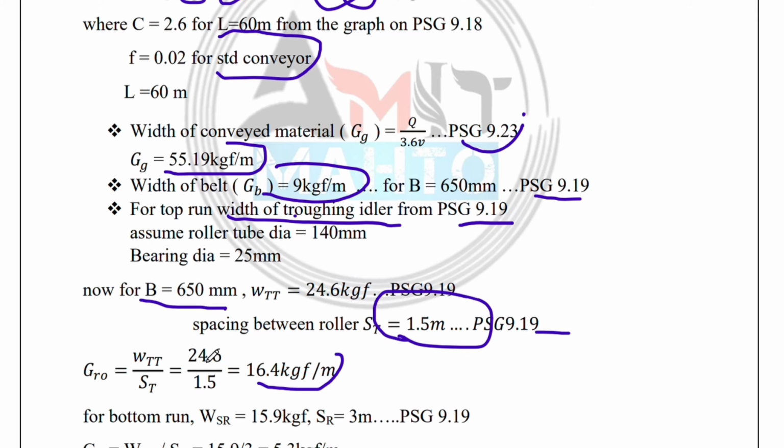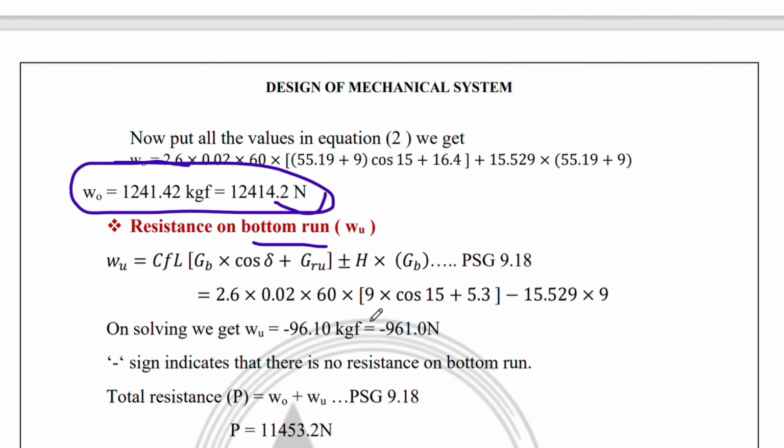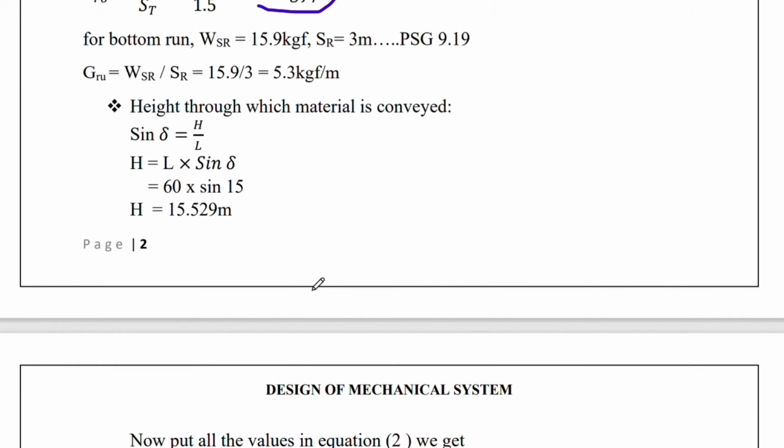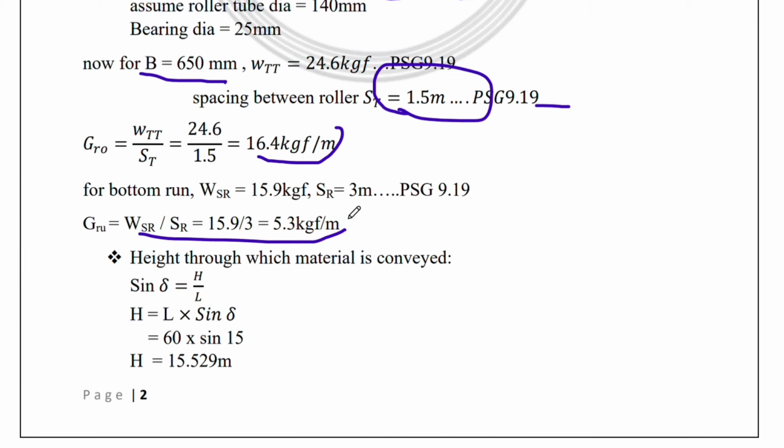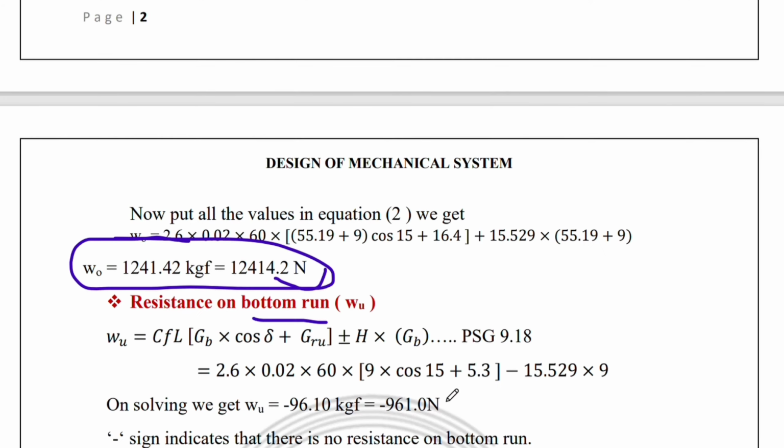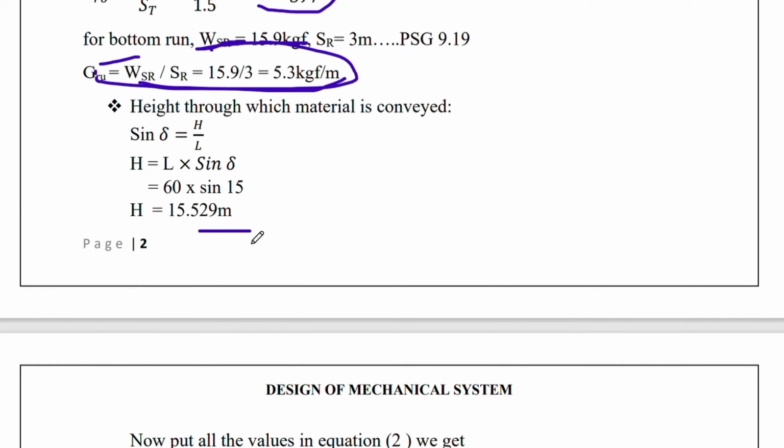GB we got here, GB is 9 kgf per meter. So put that 9. Cos delta, delta is inclination angle, which is 15 degree, cos 15 plus GRU. GRU we found here, which is 5.3. So put here 5.3, and as I said, for bottom run take as negative, and for top run take as positive. Remember this. Okay, so H value, H also we got 15.529.